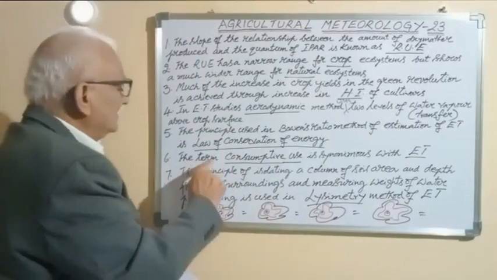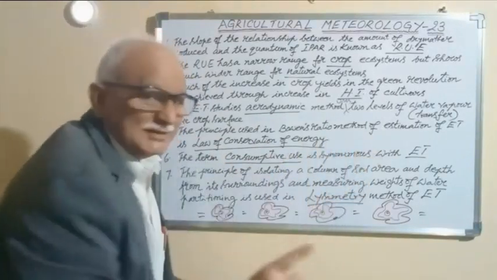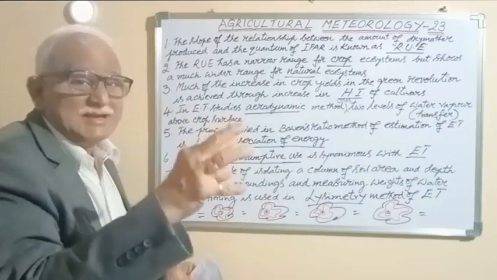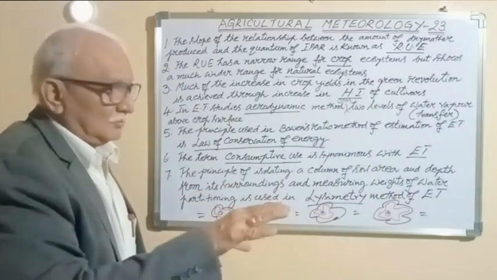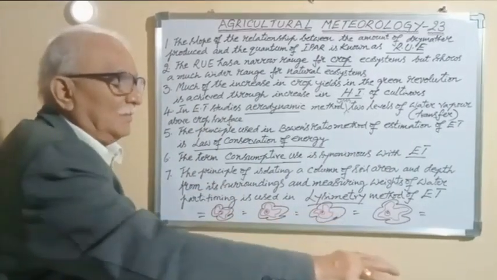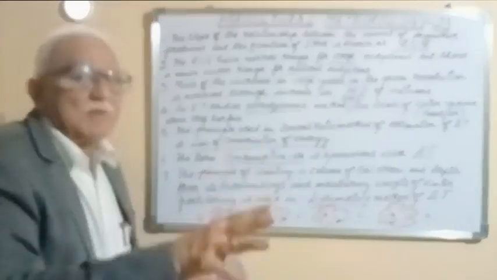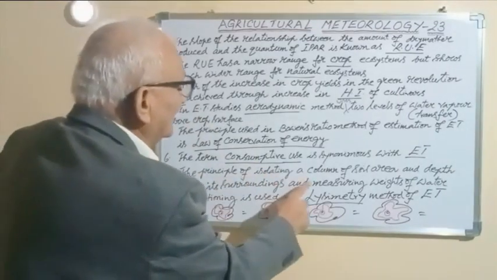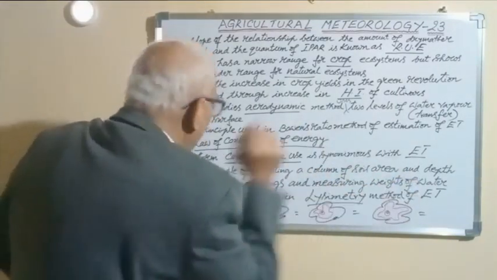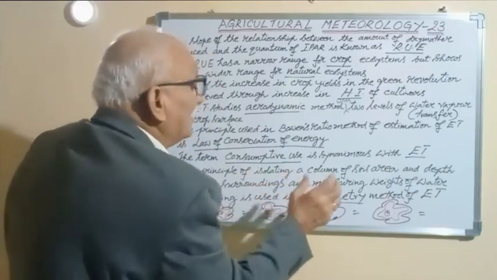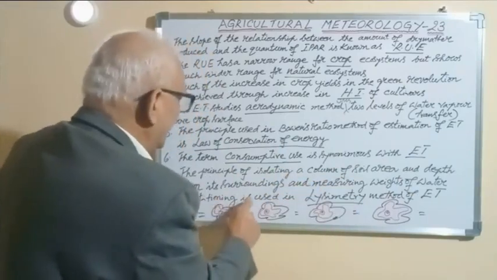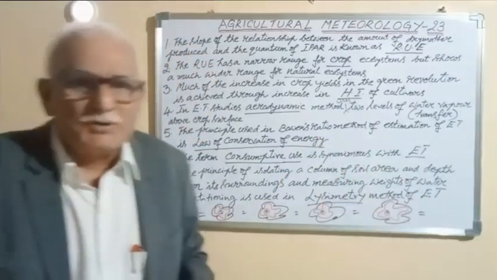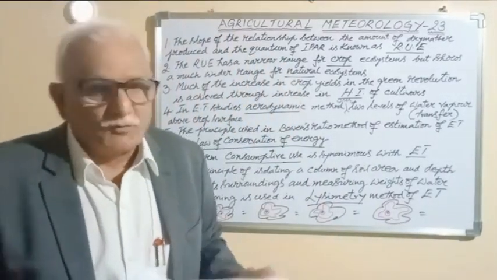Now, the term consumptive use is synonymous with ET, evapotranspiration, not conjunctive use. Conjunctive use means combined use of irrigation water through wells, tanks, underground water and canals. Consumptive use means evapotranspiration. Now, the principle of isolating a column of soil area and depth from its surroundings and measuring the weights of the water partitioning is used in the lysimetry method of ET. In lysimetry, we isolate the land area and we measure the weights of the water.